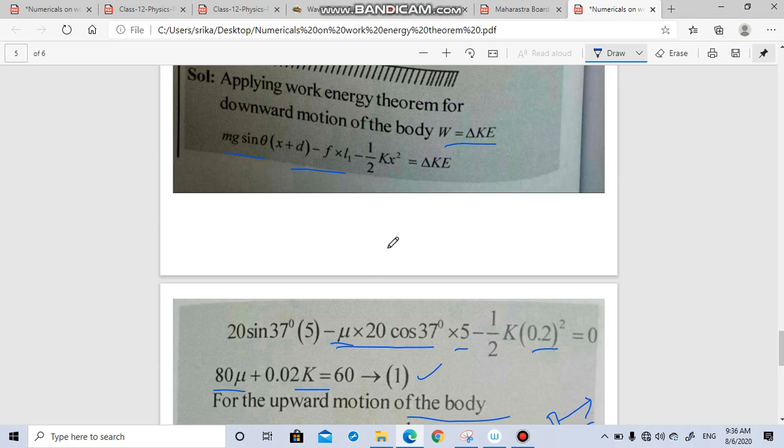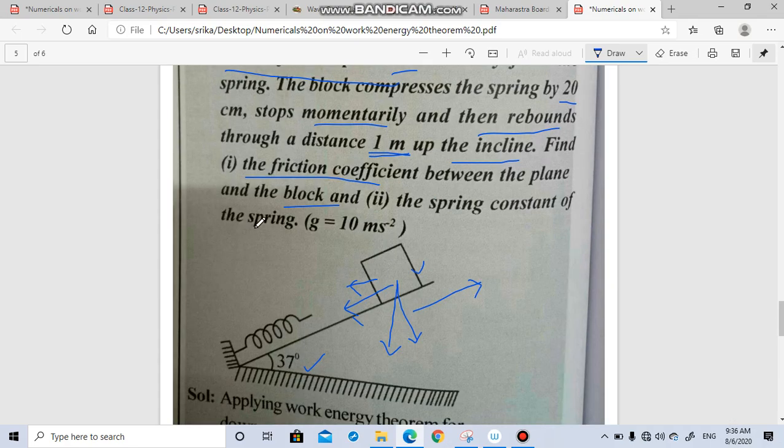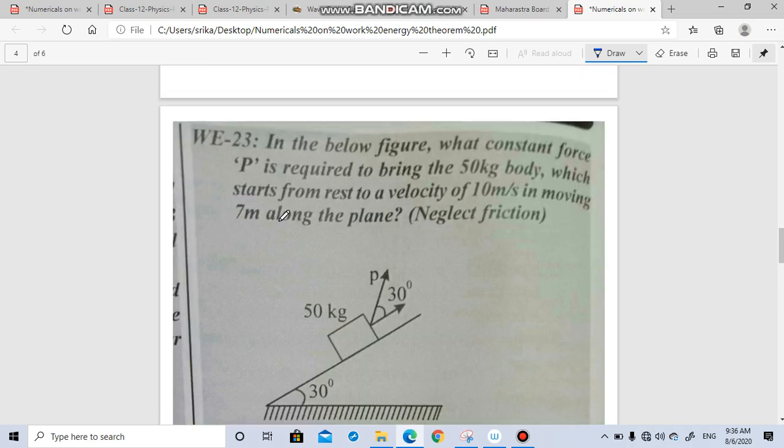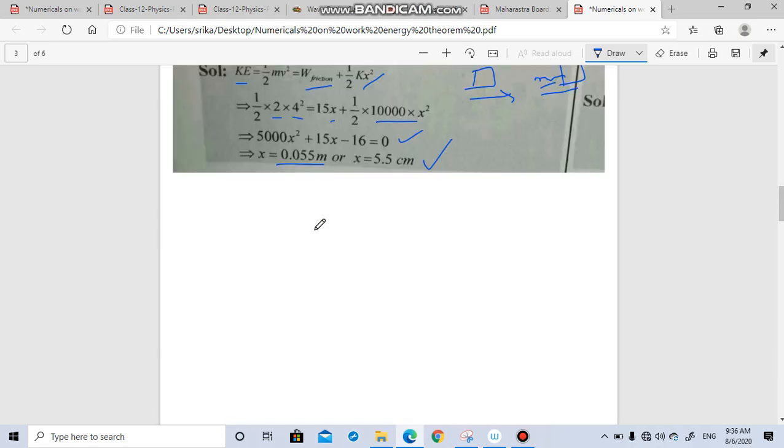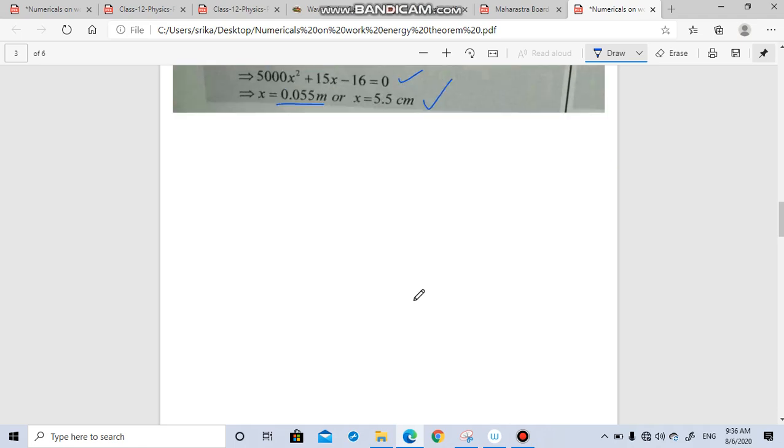For this expression I told you that I'll send you some workup on why this has come like this. The second question I think I will send you.